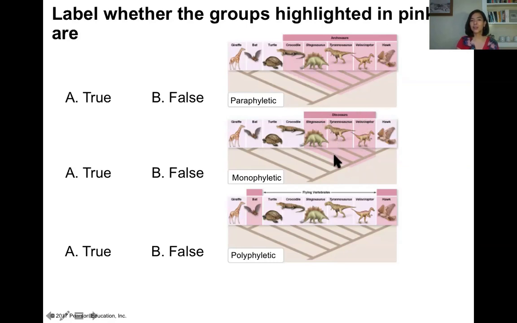Is this true or false? This is actually false. This is a paraphyletic group because it includes some descendants, but not all, right? So this is wrong. This is not monophyletic.